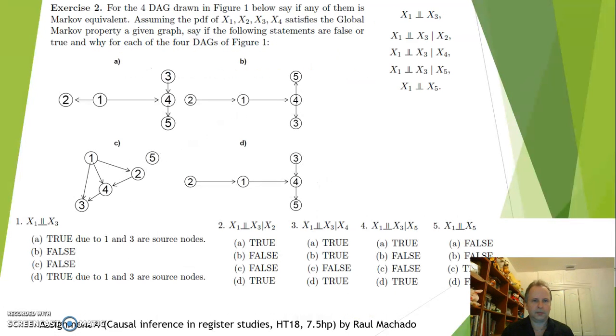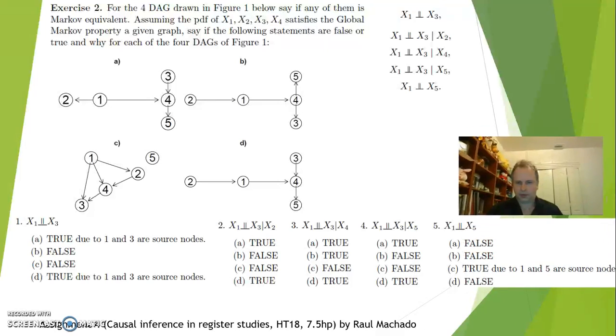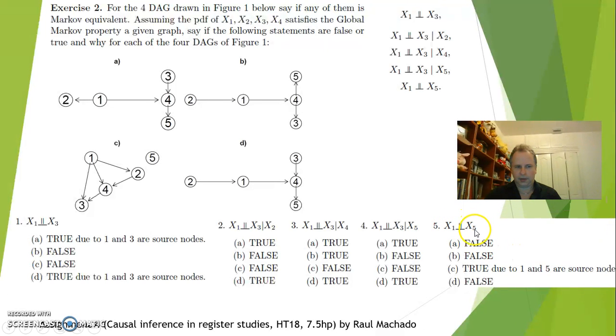Now, in exercise number 2, you have 4 DAGs. You replot them here using the package, giving the references, and the points to which statements are true or false, who separates. So X1 and X3 are independent for the 4 graphs. This is because of the sources, and this is not, and this is because of sources, and here the same thing in 1 and 5.